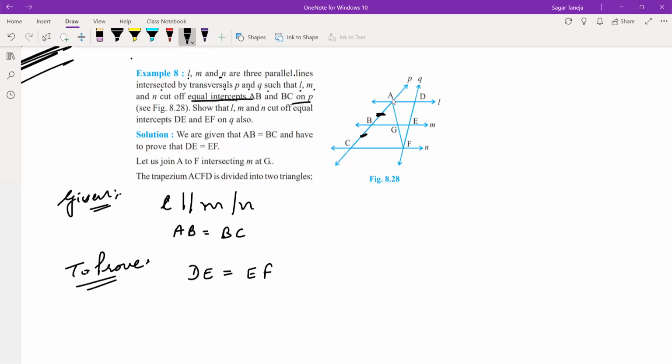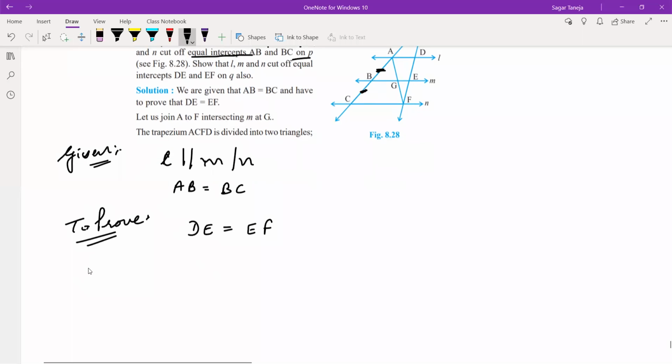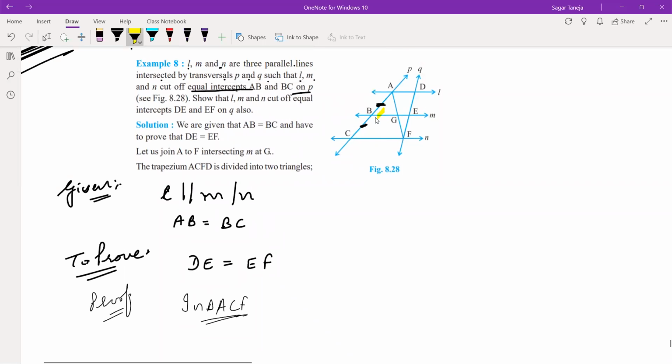Okay. Now in this triangle, starting with the proving part, see in this triangle A, C, and F. In triangle ACF, we can say that BG is parallel to CF, and the reason for this is M is parallel to N. This is given in the question.